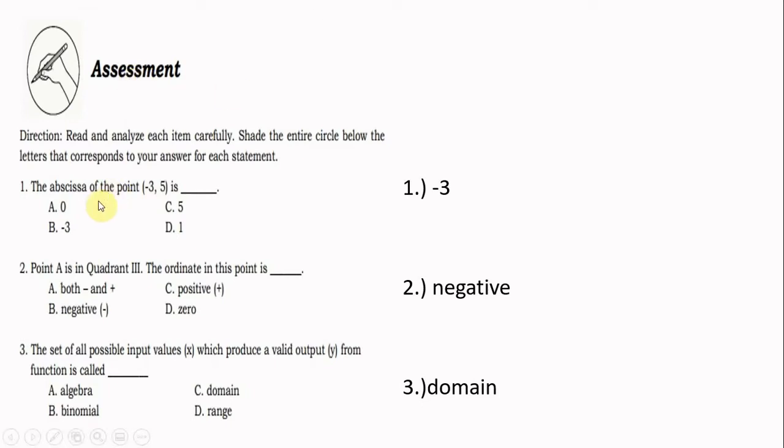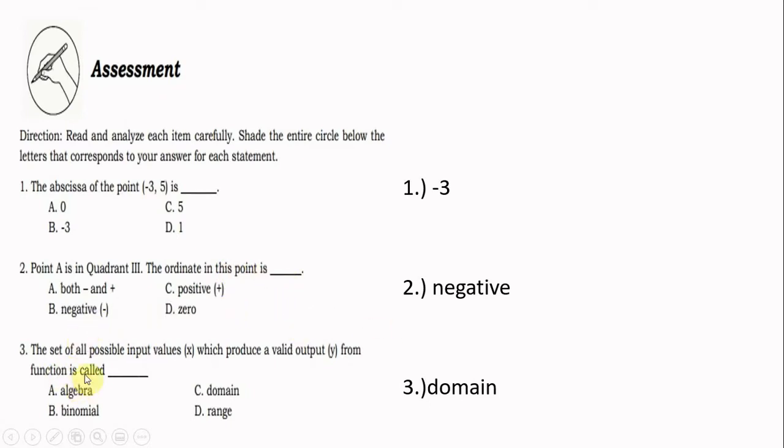Now let's have number 1. The abscissa of the point (-3, 5) is, the answer is -3. Number 2, the point A is in quadrant 3. The ordinate in this point is, the answer is negative.